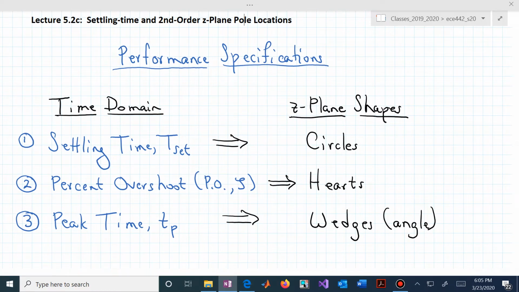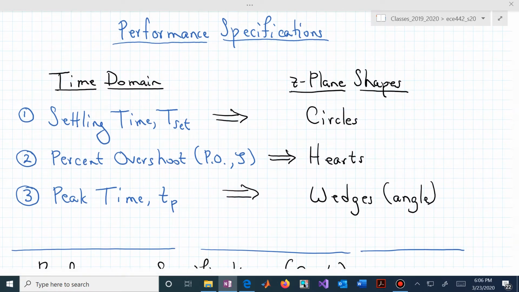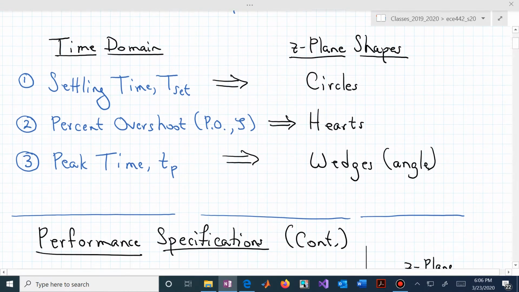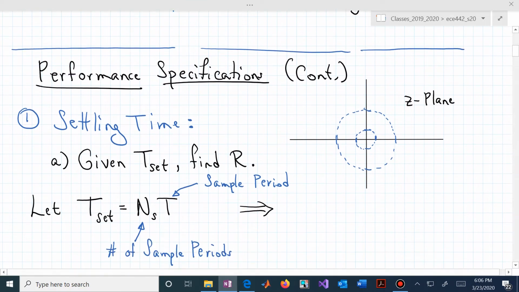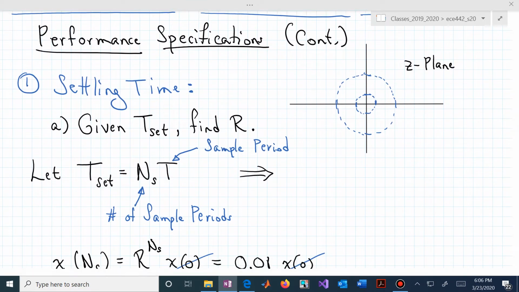Remember, we have our different breakfast cereal shapes. We have circles for settling time. For percent overshoot, damping ratio corresponds to these logarithmic spirals or hearts, and the peak time corresponds to these wedges or angles. For settling time, we have these concentric circles depending on how big our radius is, and the larger the radius, really the slower the system.